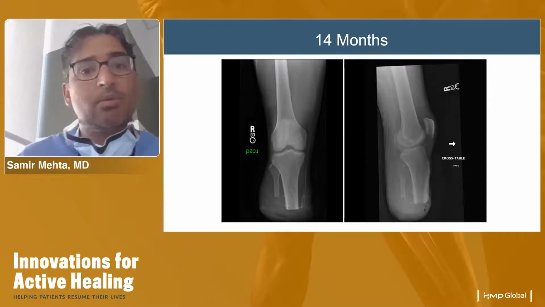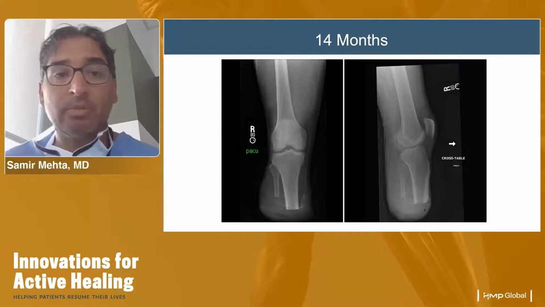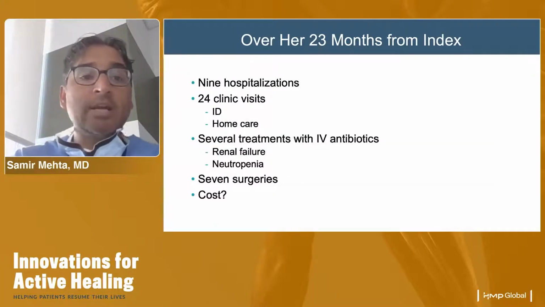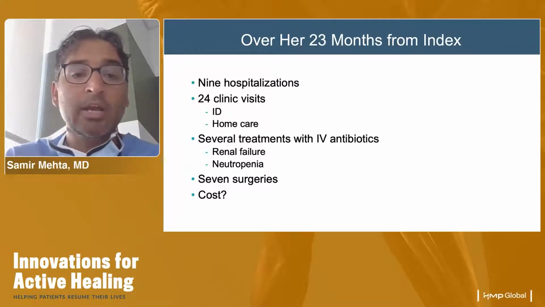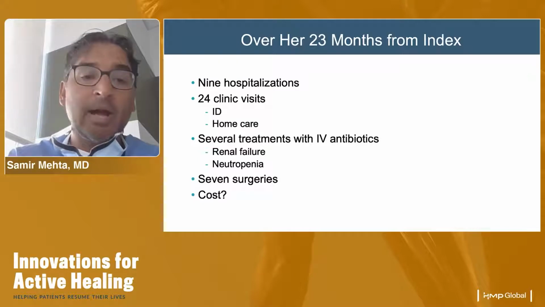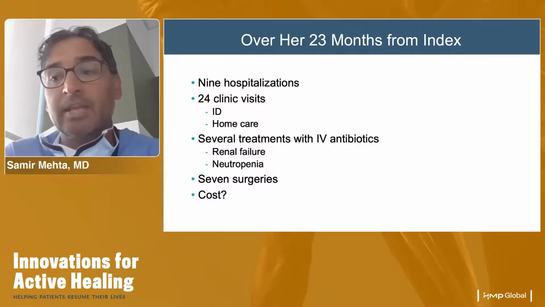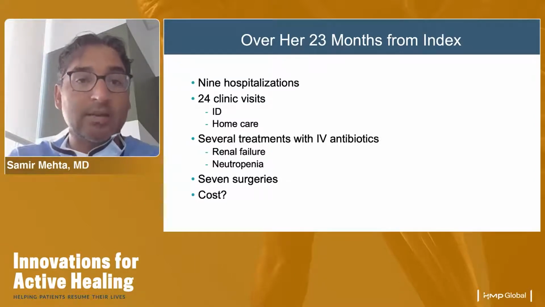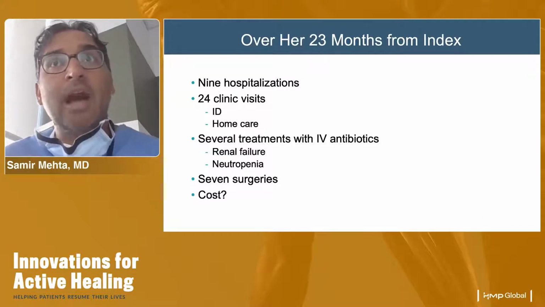And so you say, well, wait, how do we get from a simple open tibia fracture to a below the knee amputation? Over 23 months from her index injury, she had 9 hospitalizations. She had 24 clinic visits, including infectious disease and home care. She had several treatments with IV antibiotics, which led to renal failure and neutropenia. She had 7 surgeries, and I can't even begin to calculate the cost of care in this scenario in terms of ICU time and surgeries, et cetera. And I bring this up because you have to wonder what the economics of this are.